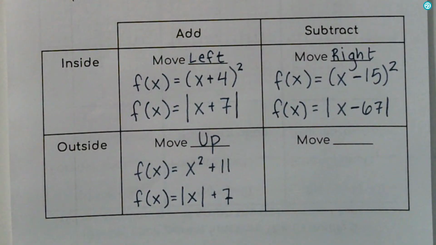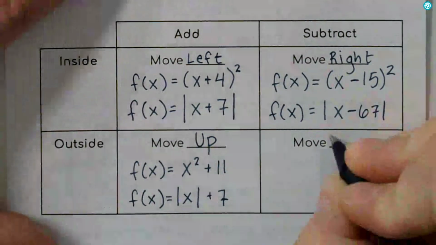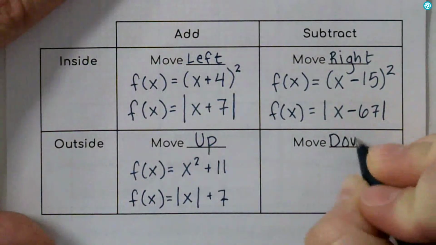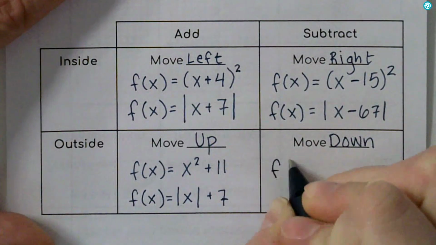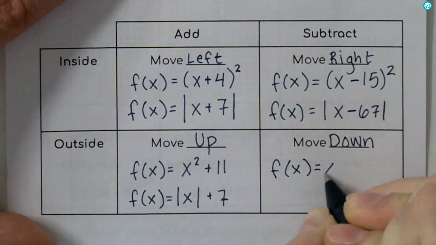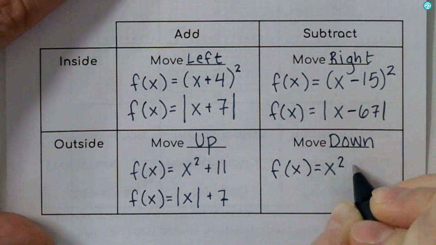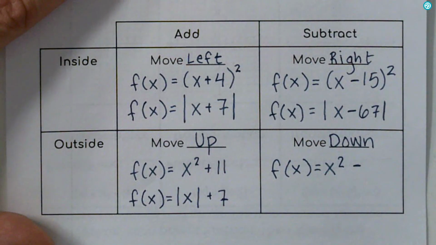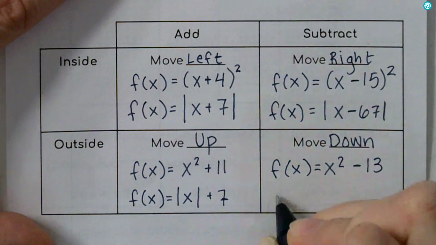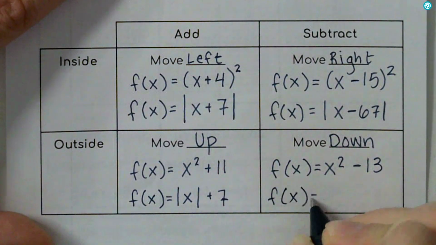Right, and then finishing out this little table, subtracting outside would move us down. So f of x equals just my x squared. What do we want to subtract? 13. Or f of x equals my absolute value of x.